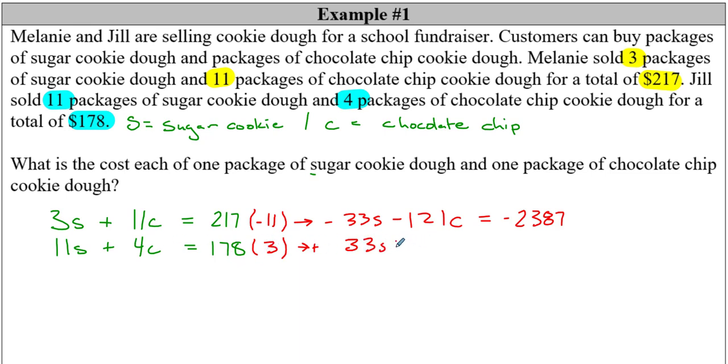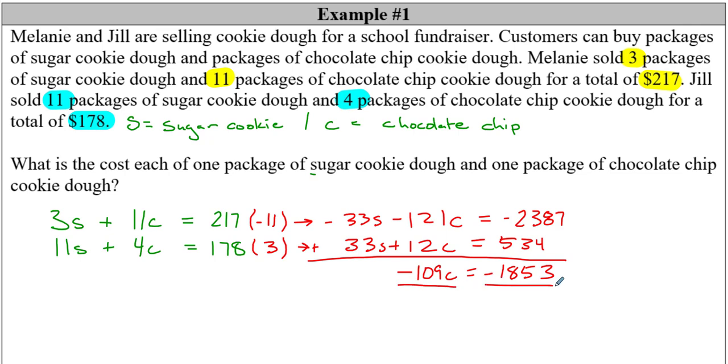For 12 plus 12c. And 3 times 178 is going to give me 534. All right, so let's go ahead and add these up. I get that 0 term there. Negative 121 plus 12 will give me negative 109c. And negative 2387 plus 534 is going to give me negative 1,853. We divide both of these by negative 109.